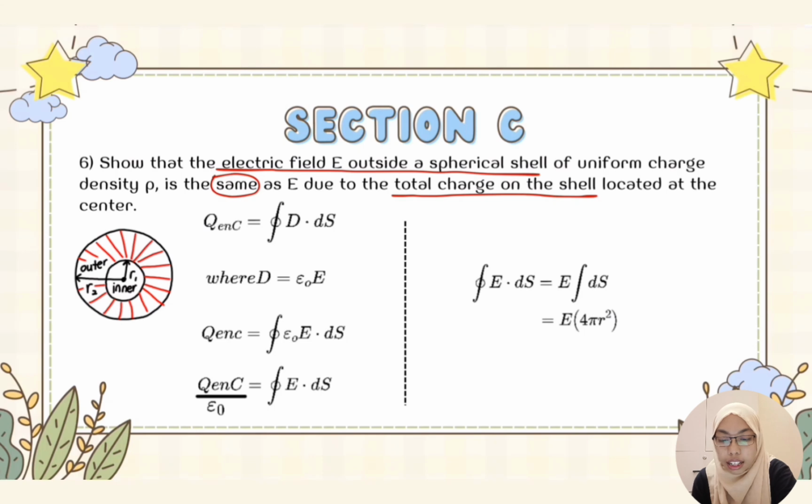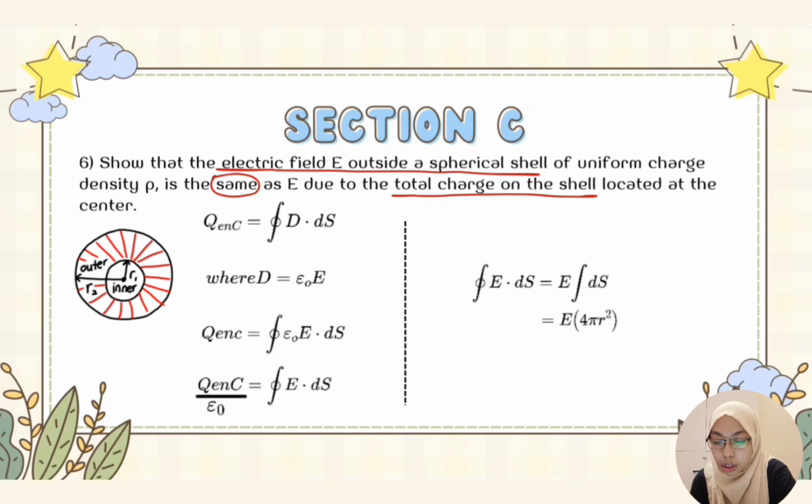Section C. Show the electric field E outside a spherical shell of uniform charge density is the same as E due to the total charge on the shell located at the center. So, this question uses Gauss law equation. First of all, we need to calculate the electric field outside the spherical shell, which is the region outside the shell. We know that in the Gauss law equation, we have Q enclosed equal to integration of D dot ds. We also know electric flux density is D equal to epsilon naught E. So we can change D with epsilon naught E. So we can get Q enclosed equal to integration of epsilon naught E dot ds.